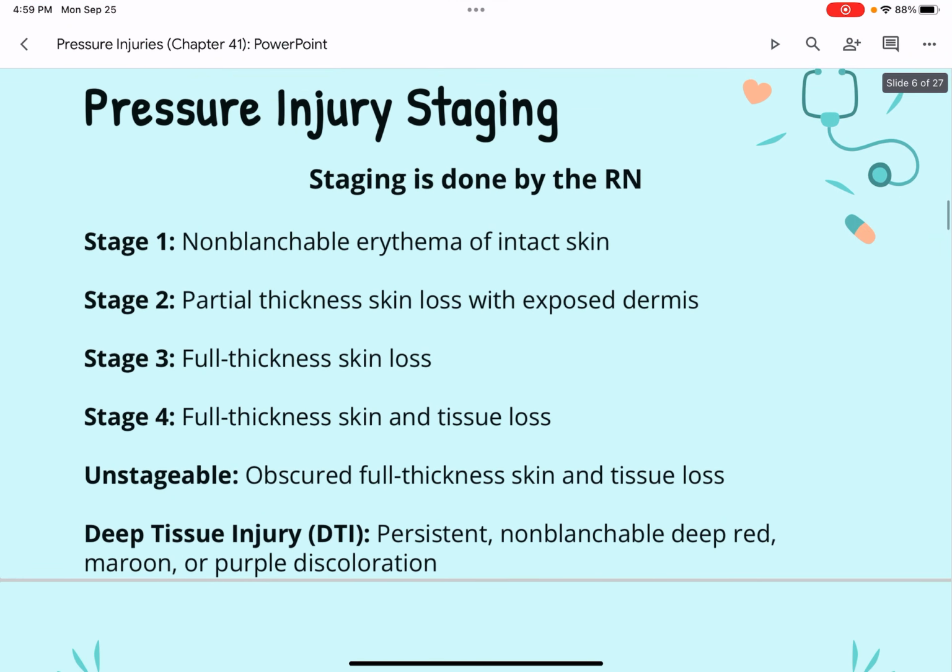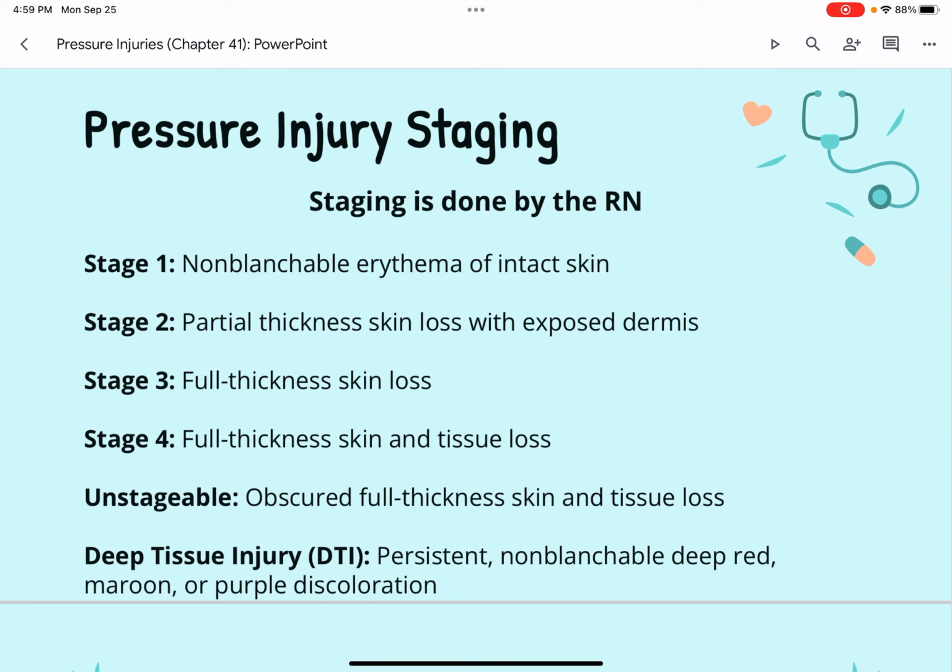Pressure injury staging is done by an RN. With stage 1, you have non-blanchable erythema, which means that the reddened skin does not become white or pale when pressure is applied and removed. With a stage 1 pressure injury, intact skin has a reddened area that is non-blanchable. Stage 2 pressure injuries occur when the wound is pink or red and moist. It may involve a broken or intact blister. Fat and deeper tissues are not visible.